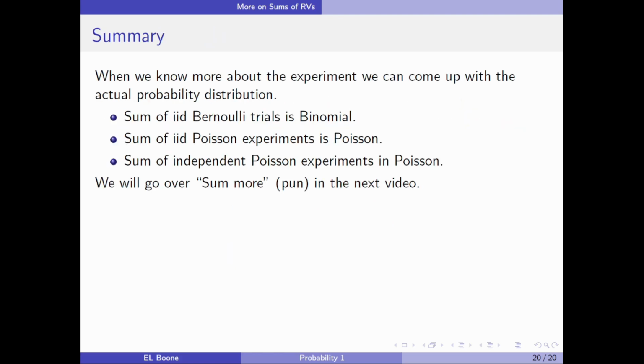All right, so far, we played around with the Bernoulli trial and found out that if we sum them up, it's binomial. If we have Poisson experiments that are IID, we end up with Poisson. And if we just have independent Poisson experiments, we end up with Poisson. And I have a pun here, so just roll with it. If you don't know what a pun is, it's a play on words.